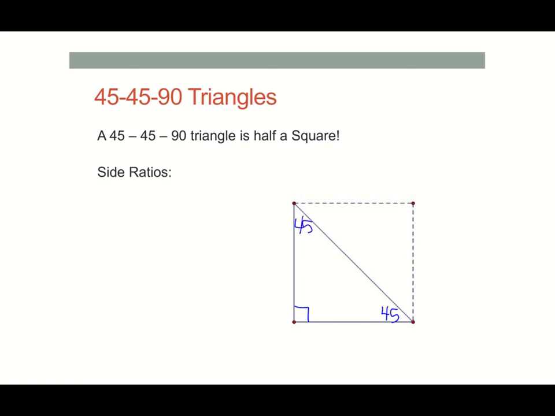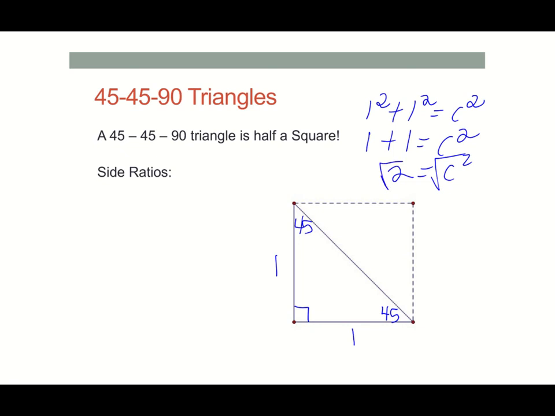Well, if we have a square, all sides are the same. So if we call this side 1 and this side 1, well, what is our hypotenuse? Well, Pythagorean theorem, 1 squared plus 1 squared equals c squared. So 1 plus 1 equals c squared. 2 equals c squared. Take the square root, giving us our diagonal here is square root of 2.